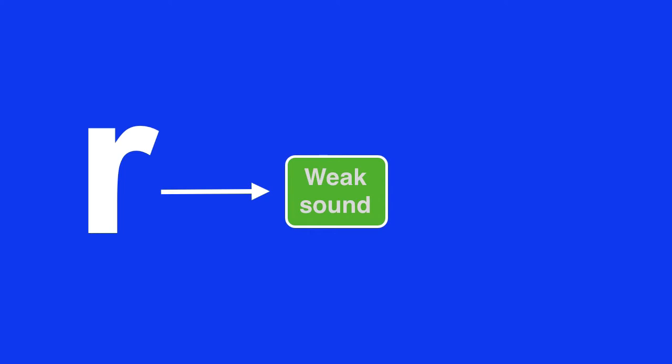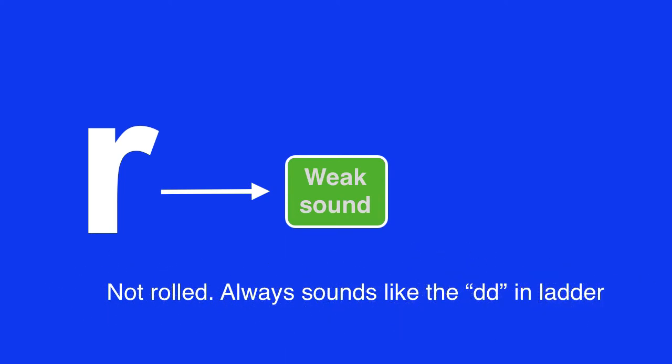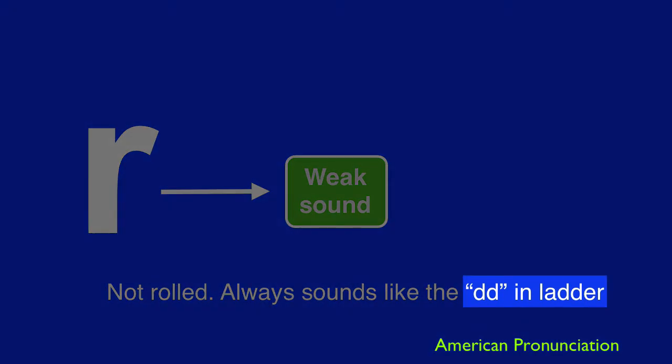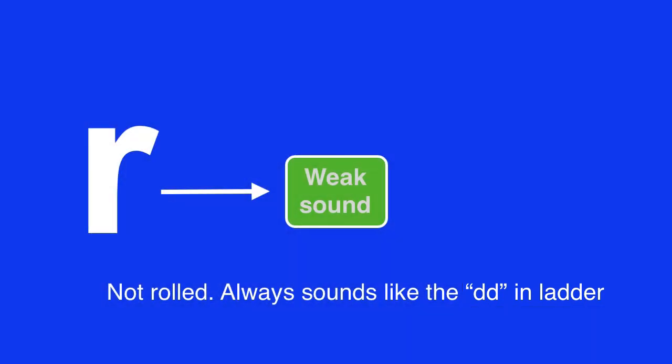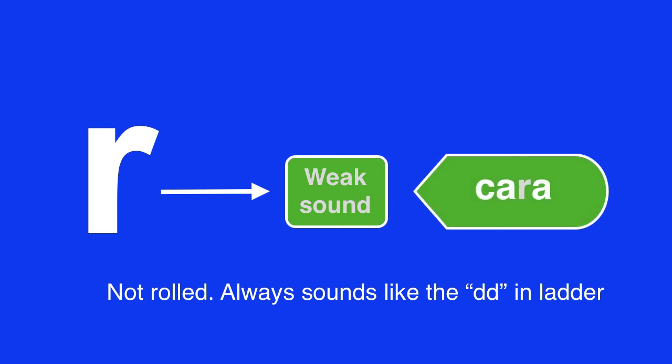The weak R sounds like the double D in ladder. An example is cara.